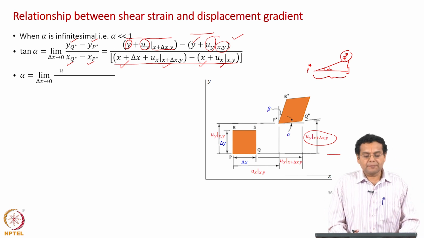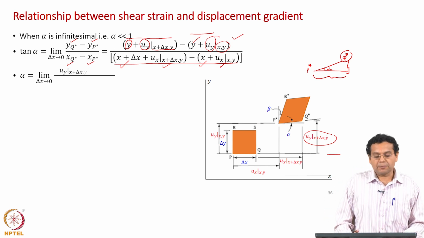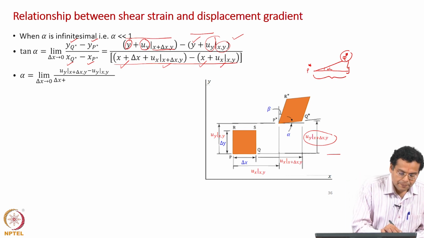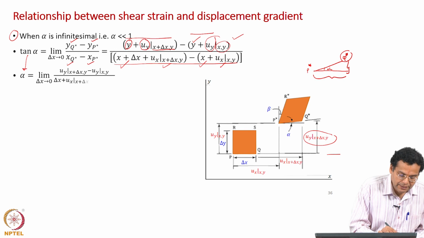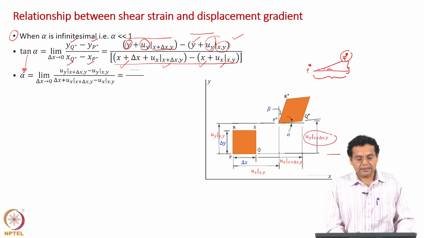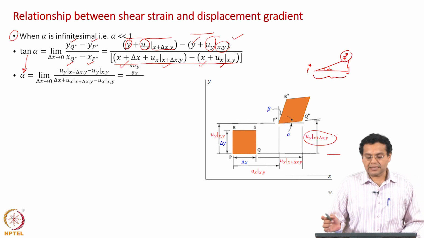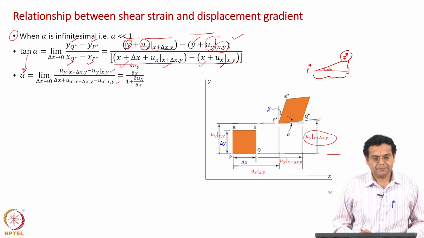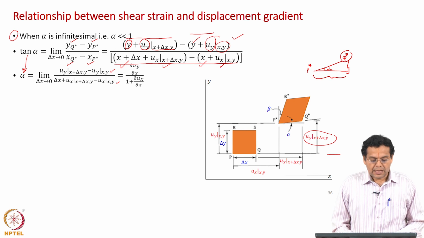Because we said alpha is infinitesimal, I am approximating tan alpha with alpha. This assumption is used in writing tan alpha as alpha. On the right hand side, of course, the numerator y cancels out, in the denominator x cancels out, leaving us with these terms. Now, I will take the limit delta x tending to 0.